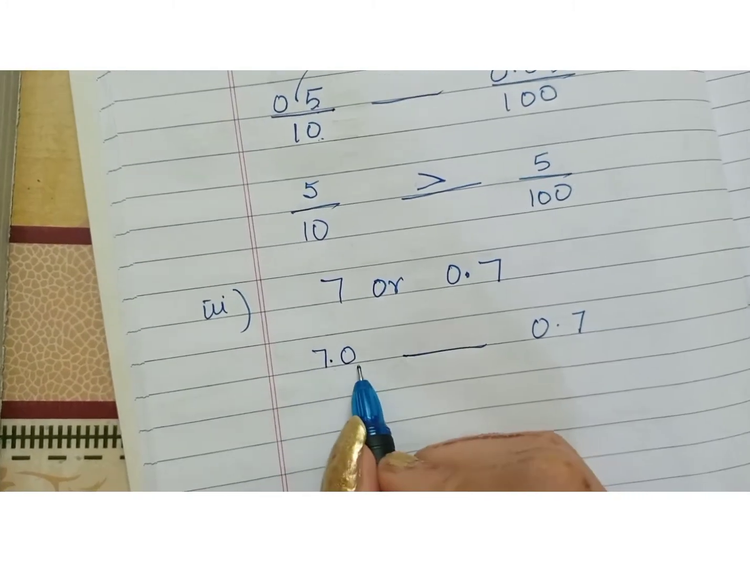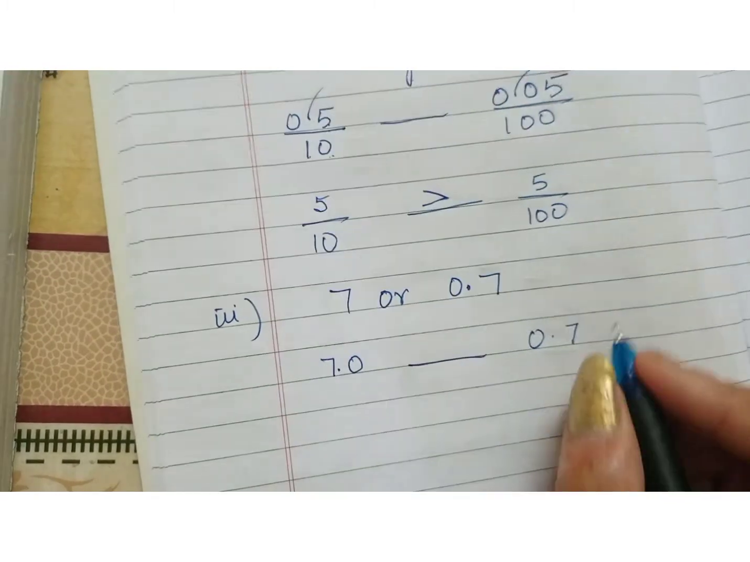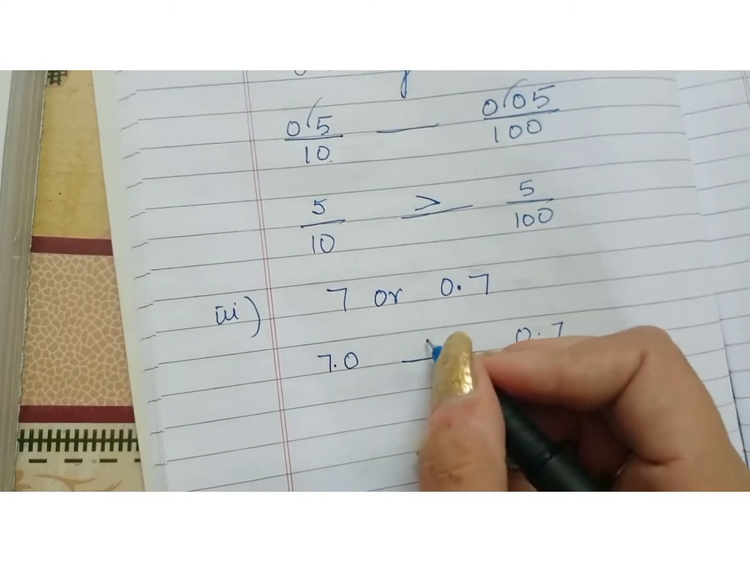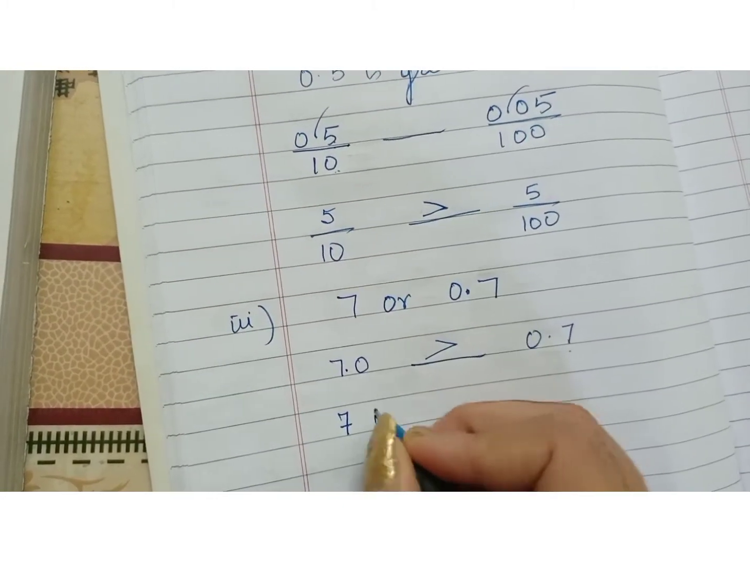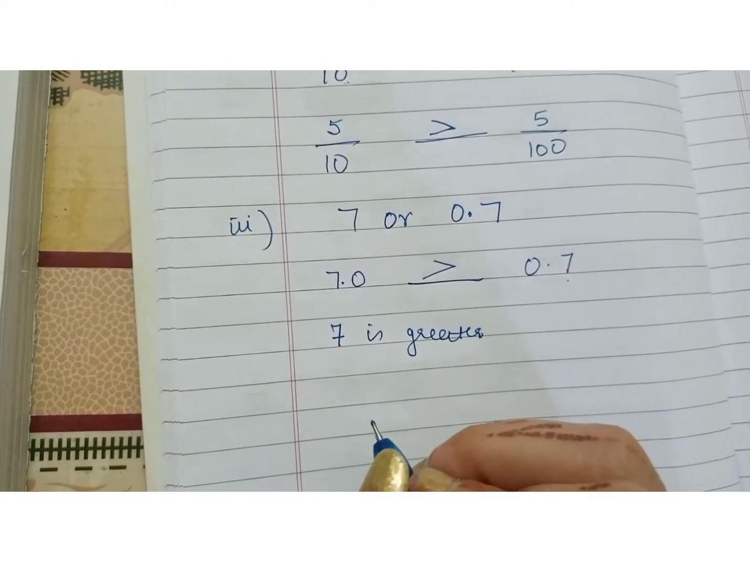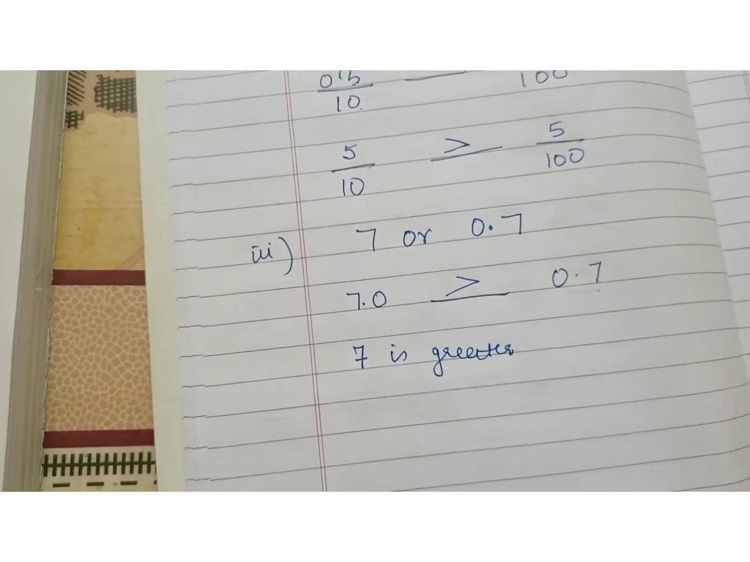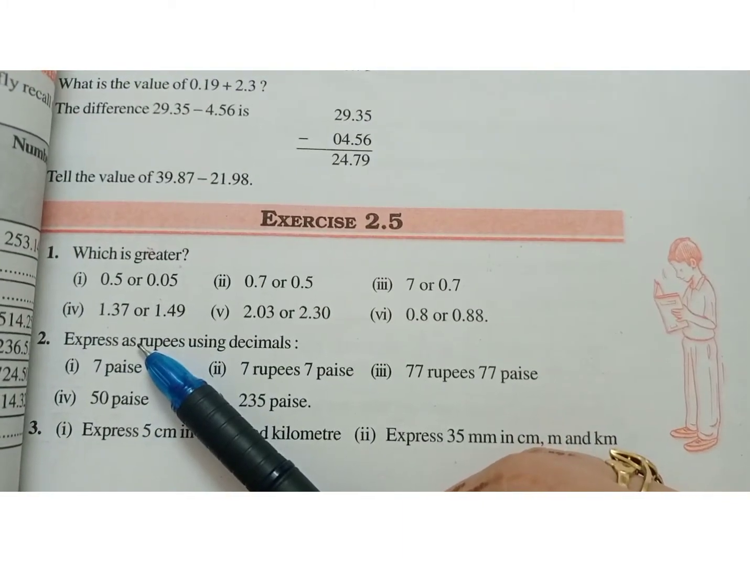After decimal if only 0 is there, there is no such value. So it is 7.0 and it is 0.7. So it is but obvious the whole number 7 is greater. So the answer is 7 is greater. So this is how you will do the remaining part as well. Let us continue with question number 2 now.